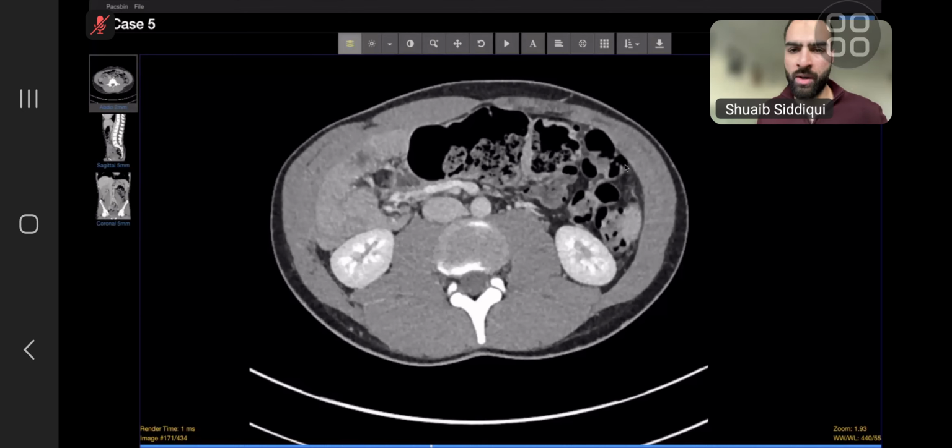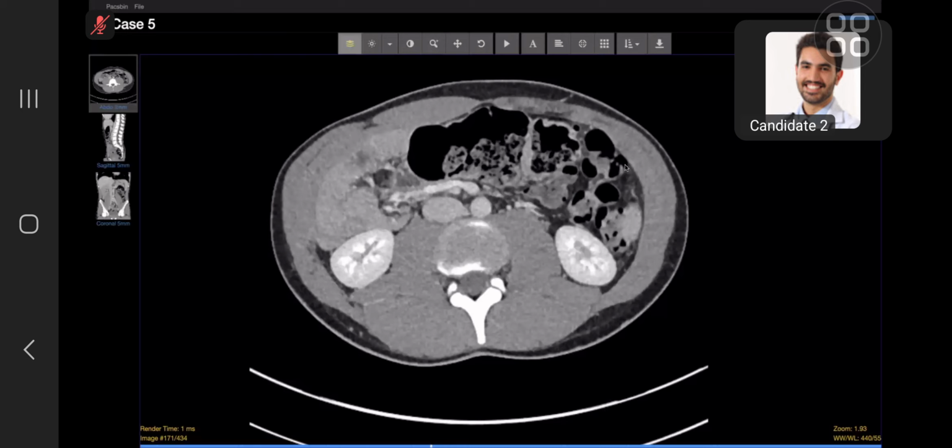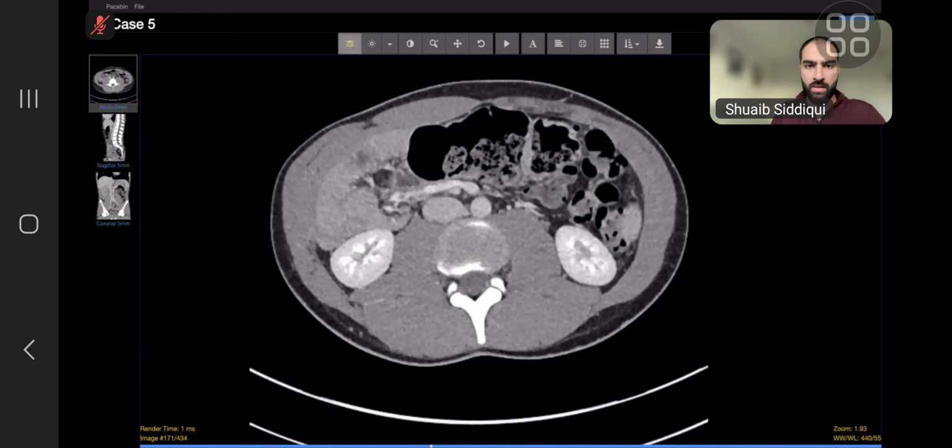crampy on and off abdominal pain. What would you like to do next? Okay, so maybe a follow-through study to confirm if there's any partial obstruction or low grade obstruction. I'm not sure. Okay, fine. Let's move on to the next case.